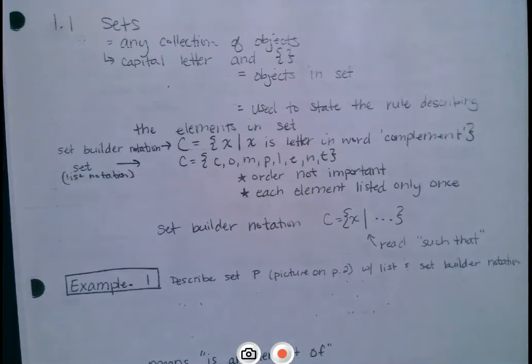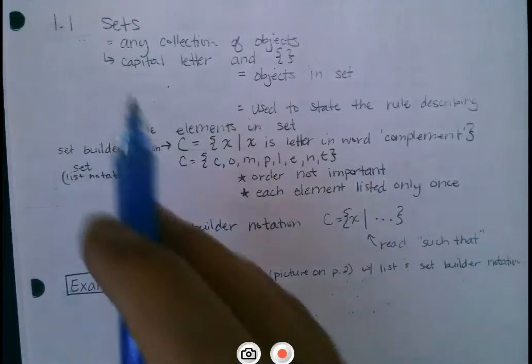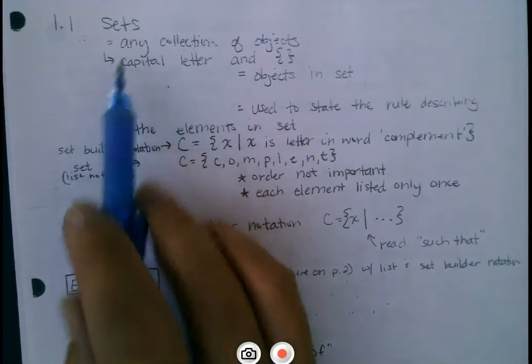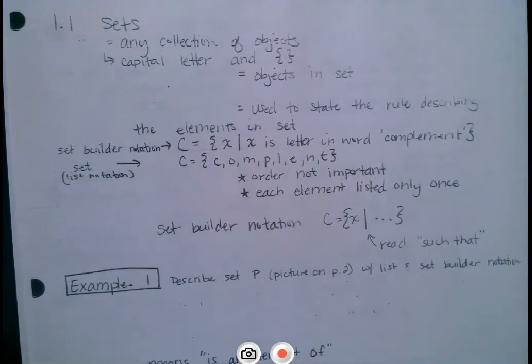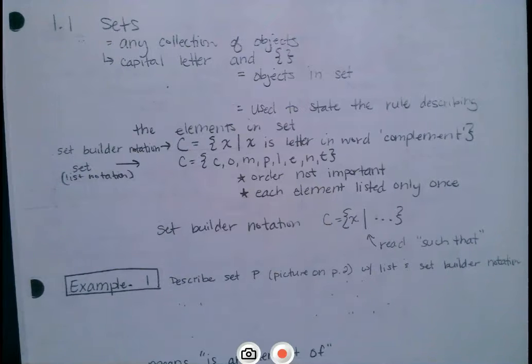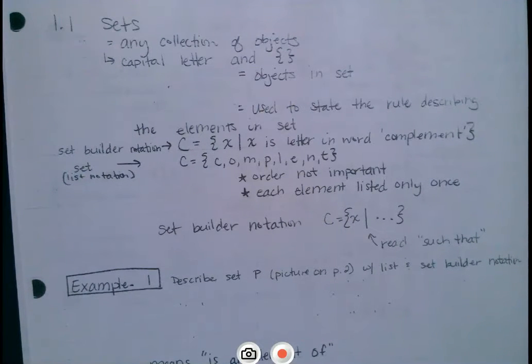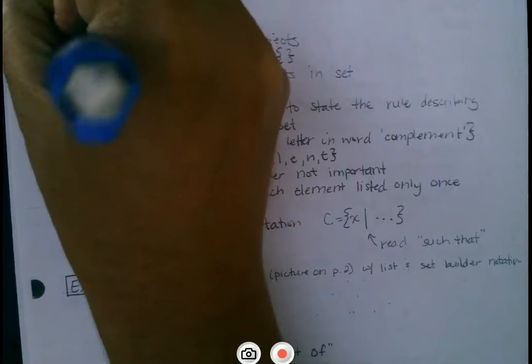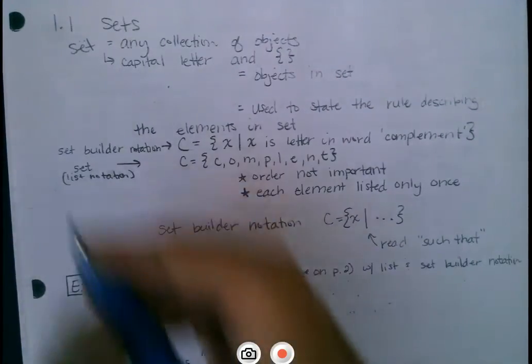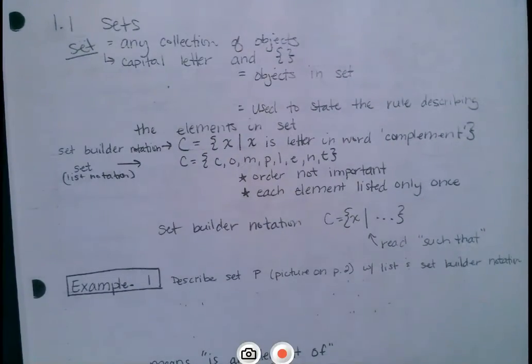Okay, we're starting with chapter 1.1, sets. So the first thing, what is the definition? What's the word here for this definition? Any collection of objects. All right, so it is a set. A set is any collection of objects.